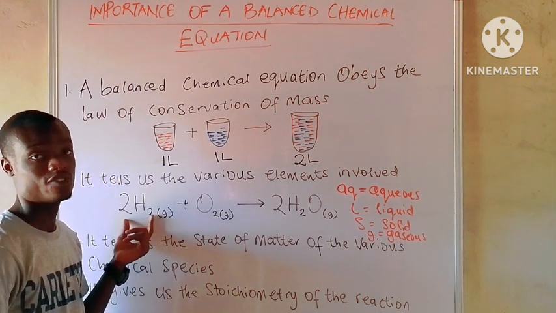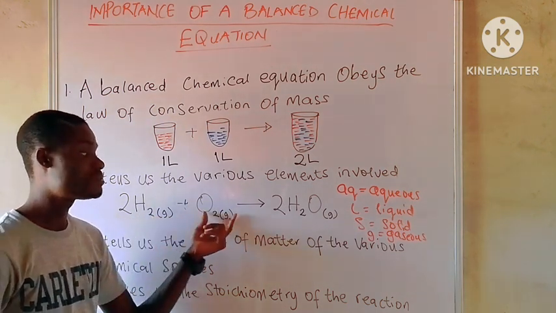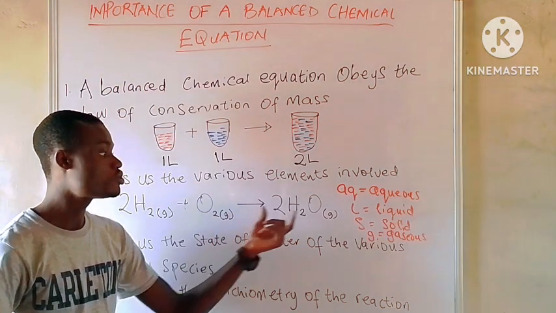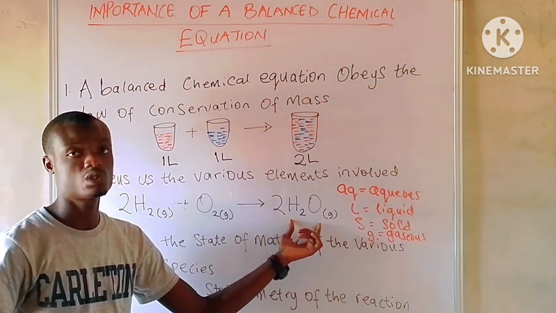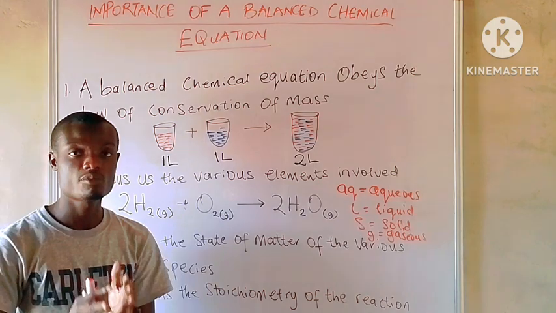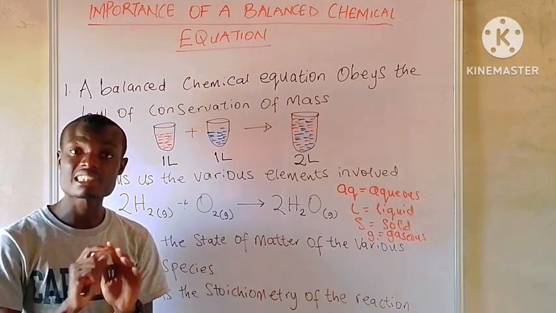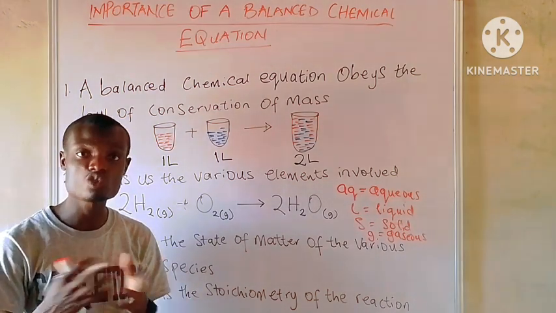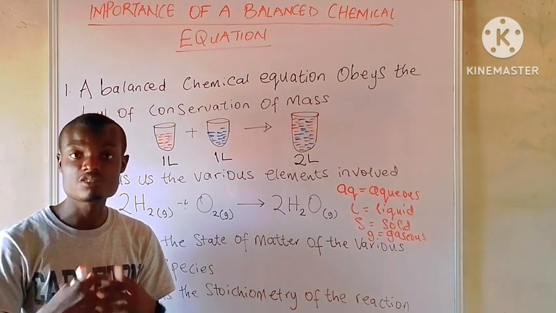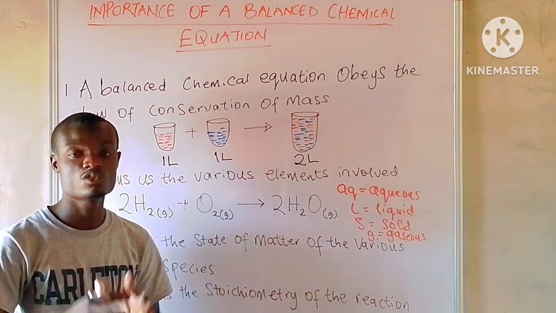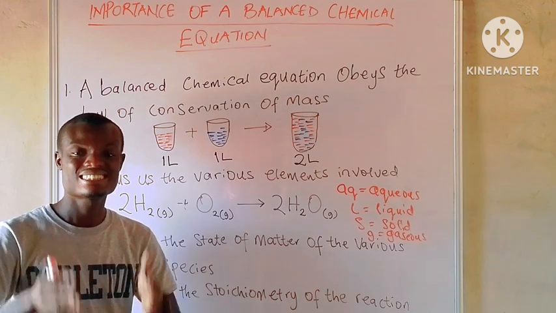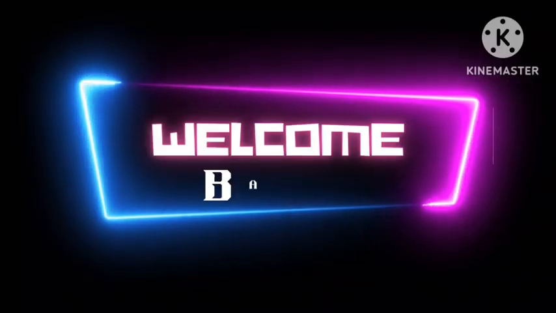We can calculate the mass of hydrogen reacting with a specific mass of oxygen, producing a specific mass of water. So this is the importance of a balanced chemical equation. And when you have a balanced chemical equation, you can simply go ahead to solve and derive various information from that balanced chemical equation.